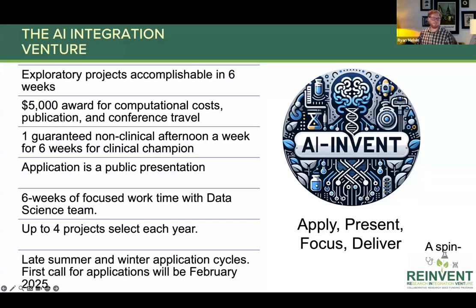And if you have a clinical champion on your project, they get 1 guaranteed non-clinical afternoon a week for 6 weeks. So we work with the scheduling folks to make sure we can guarantee that. And we're picking up to 4 projects a year. The next call for applications will be in February 2025. So if you have an AI idea related to or spun off of any of the things that I showed you, and you can get an anesthesiologist interested, you can essentially get 6 weeks of my team's time dedicated to that project, along with a little bit of money.